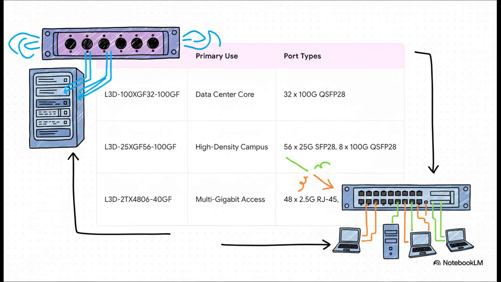And this is where it gets really cool, because you can see it's not a one-size-fits-all game. You might have one switch that's just loaded with, say, 32 massive 100 gig fiber ports, perfect for the heart of a data center. But then another model might mix in a bunch of high-speed copper ports for connecting hundreds of individual workstations. It's all about picking the exact right tool for the job.